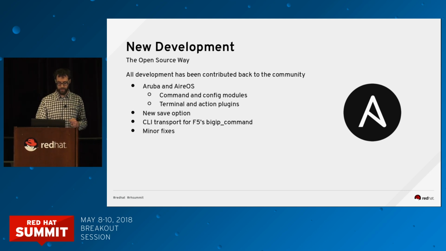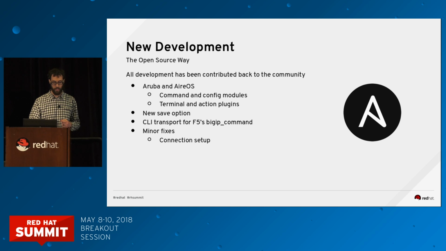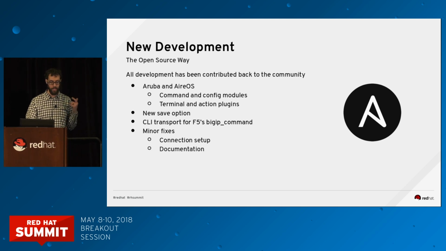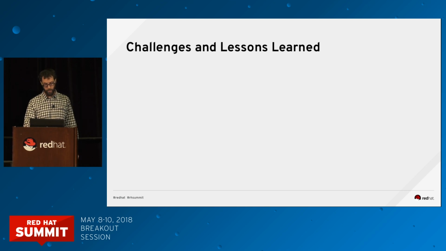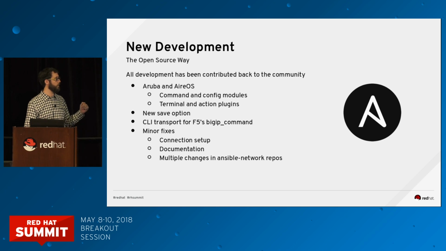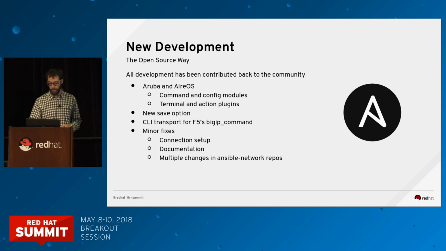We also had a bunch of other minor fixes that you always come across: documentation, some connection setup things, and multiple changes in the Ansible network repos, the ones like network CLI and network engine, that were recently provided by the Ansible networking team. Also, there are a few more to come in the near future. We have some changes for PanOS modules, some terminal plugin fixes, and a lot of parsers that we're in the process of trying to get cleaned up and upstreamed.